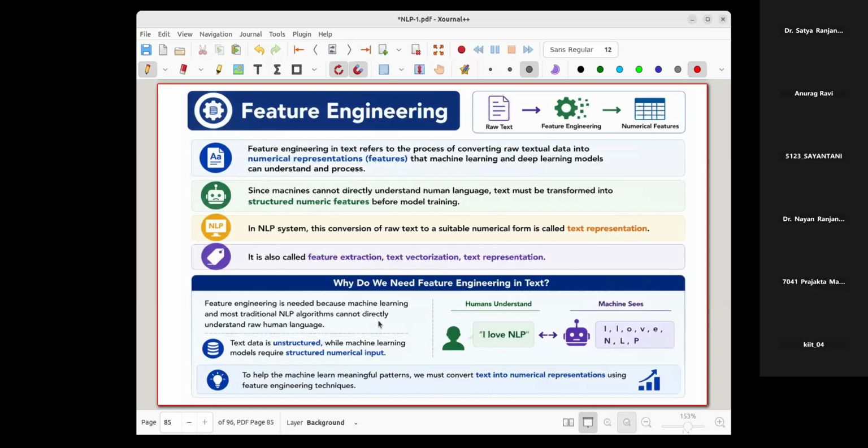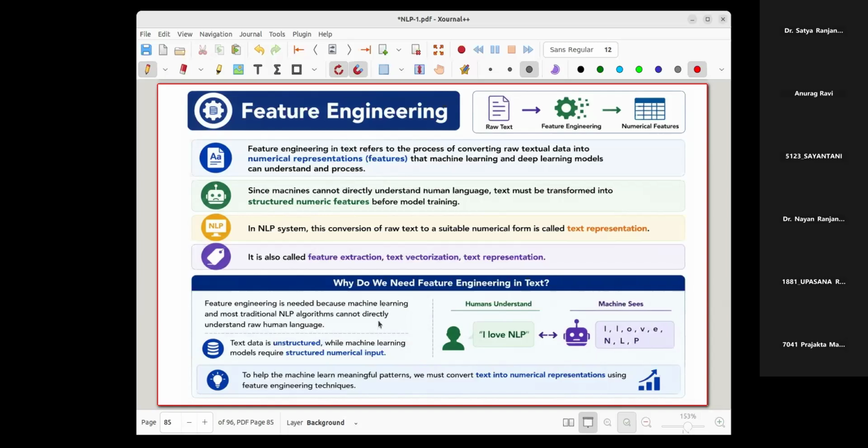Okay, so sometimes this conversion from text to numerical form is called text representation. Sometimes it is called feature extraction. It is also called text vectorization, because the numbers are put in a vector or matrix. So text representation, text vectorization, feature extraction, feature engineering, all are the same. They are different names for the same work, that is converting text into meaningful numerical representation.